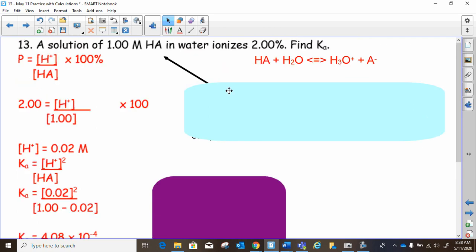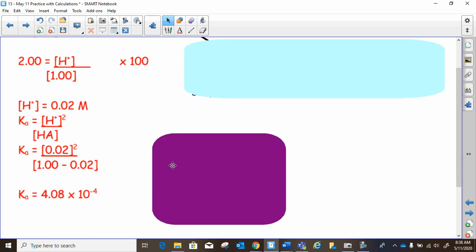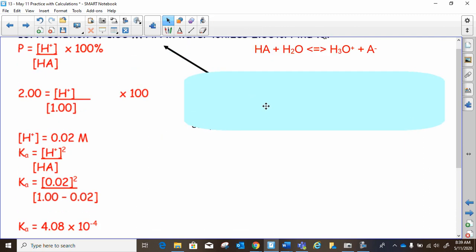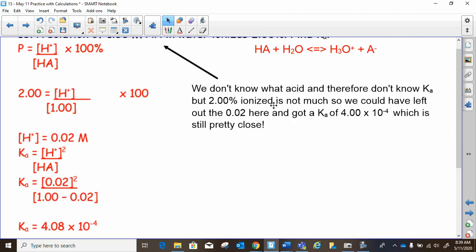Now, because it's a weak acid, and you know that because it's only 2%, I am okay with you leaving out this 0.02. It's not very much. You leave that 0.02 out, that's what I've got under here. If you ignore the little part that it's broken apart, you still get a Ka of 4 times 10 to the negative 4, and that's very close, okay? So most times we don't worry about how much has broken up.